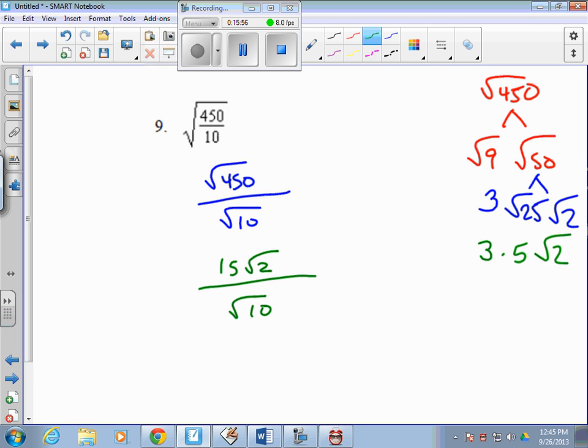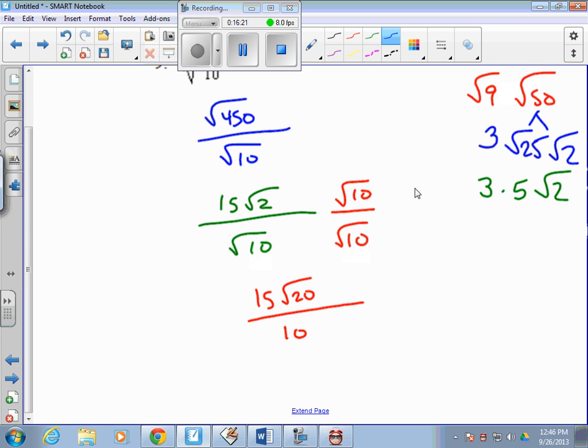Then we have to get rid of the square root of 10. We have to rationalize that by rationalizing the denominator. Whatever the bottom is, it says the square root of 10. You multiply it by that over itself. So when you multiply straight across, you get 15 times the square root of 20 over the square root of 10 times the square root of 10, which is the square root of 100, which simplifies right back to 10.